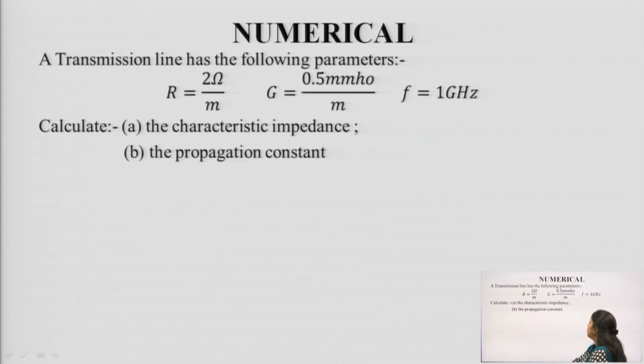Now, let us do one numerical related to the transmission line. There is one transmission line where R is equal to 2 ohm per meter and G is equal to 0.5 millimho per meter, and the frequency is equal to 1 gigahertz. You have to calculate the characteristic impedance and the propagation constant. Before proceeding toward this numerical, first of all just have a look at the characteristic impedance and the propagation constant formula.